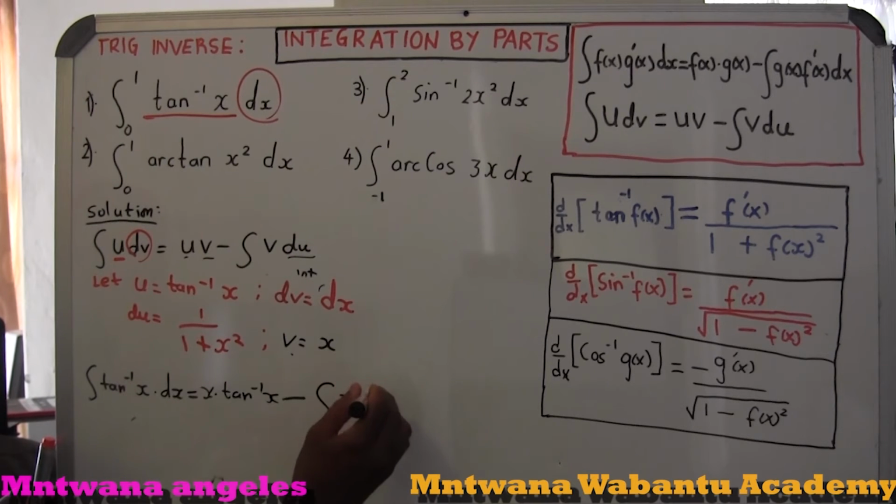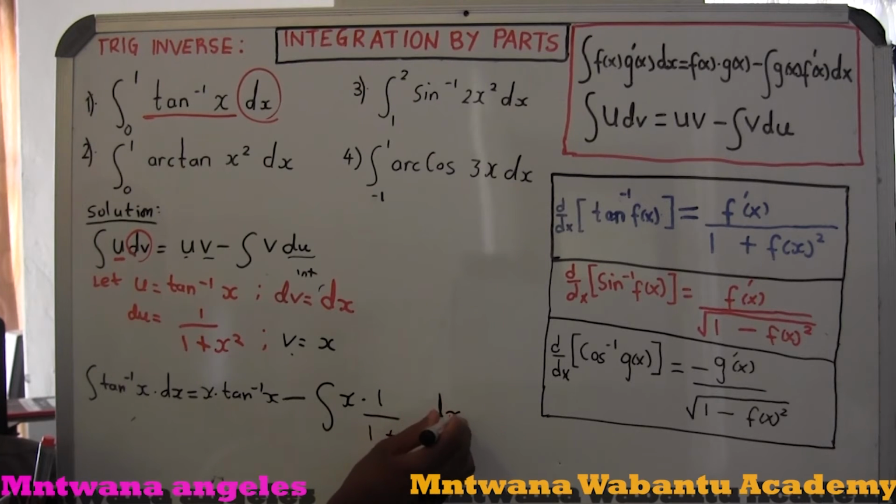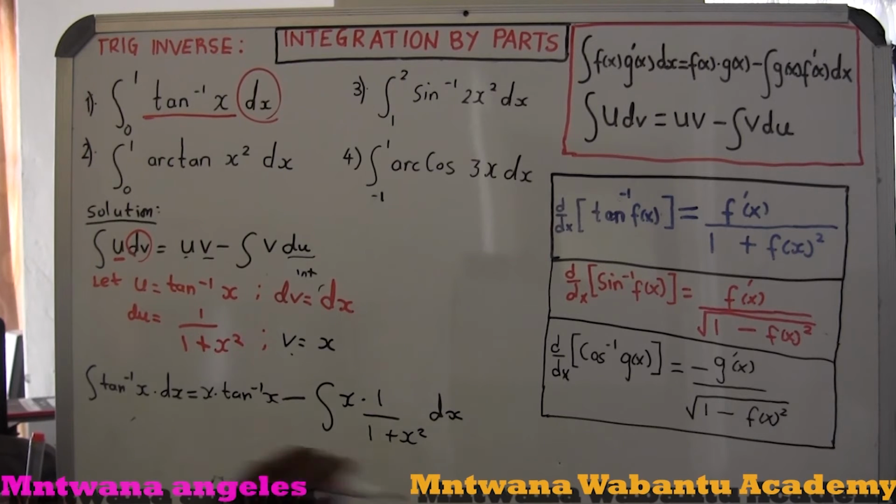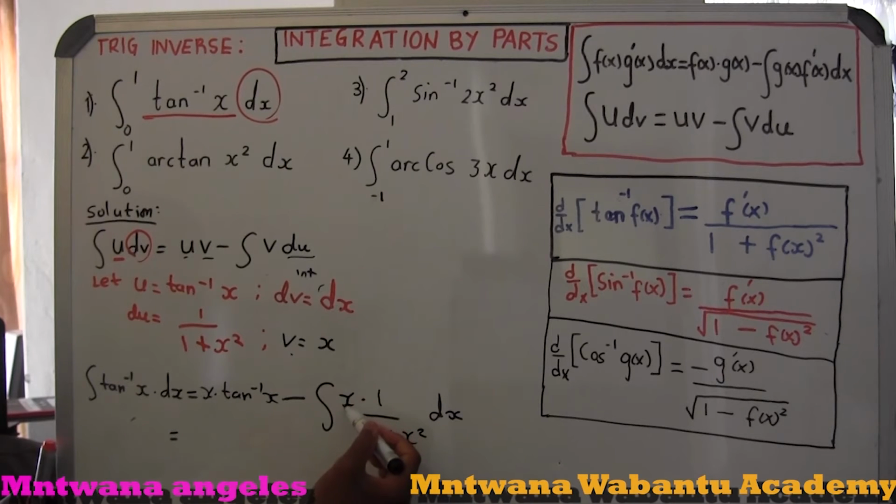du equal to 1 over 1 plus x squared dx. You know what I'm saying? So now this is going to give us x times 1 equal to x over 1 plus x squared. So this is going to be x tan inverse of x, and then we minus the integral, it's going to be x over 1 plus x squared dx.